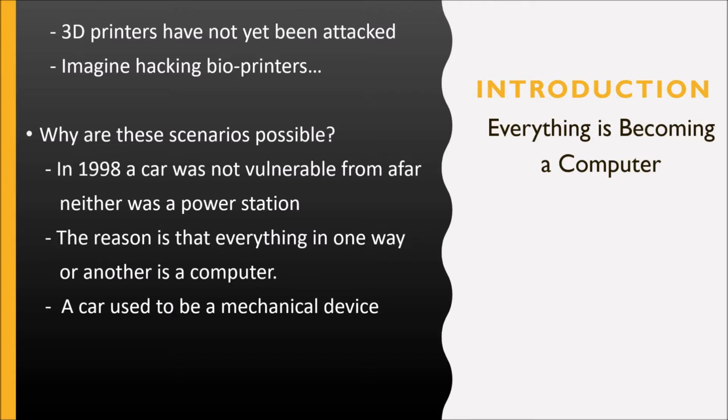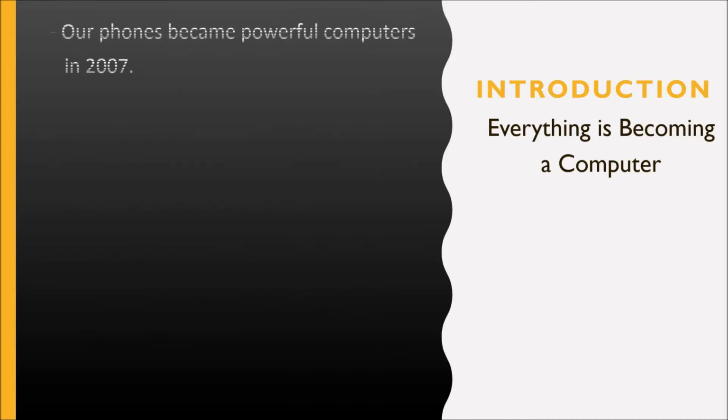So a car used to be a mechanical device, and a power station used to use levers and switches to be managed. Now, in 2007, the world changed. Our phones became powerful computers when Steve Jobs or Apple introduced the iPhone. So the iPhone opened a new generation of technology.